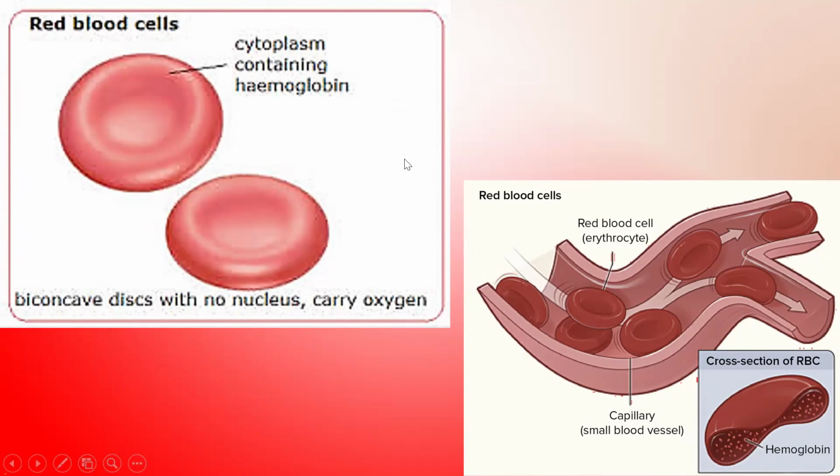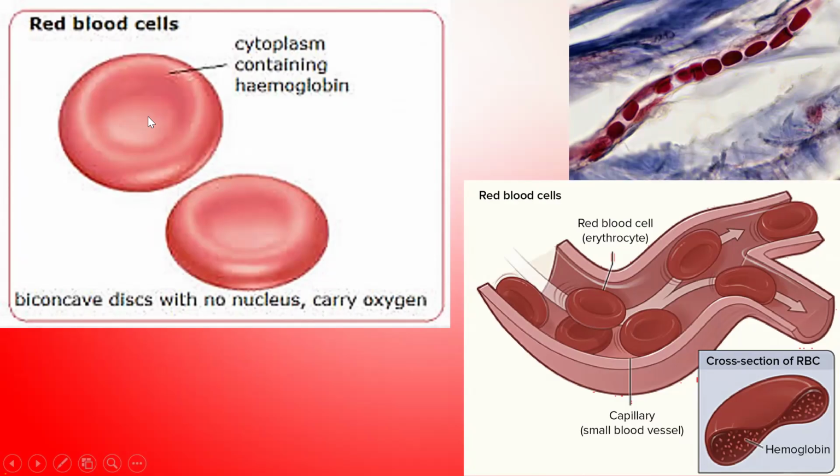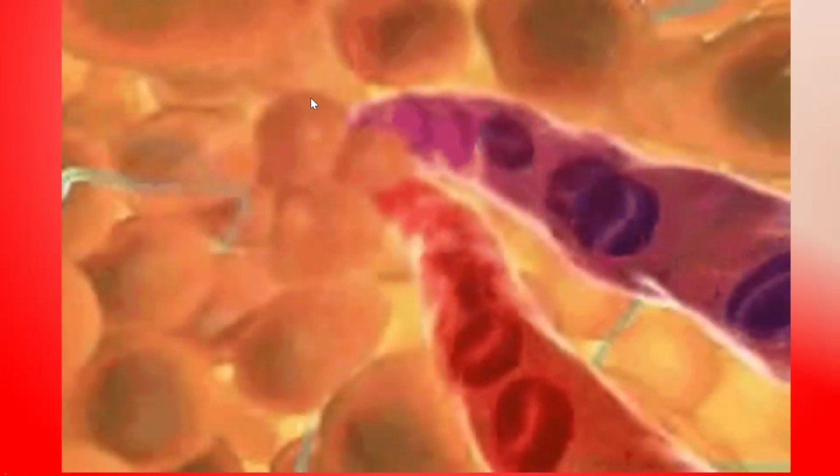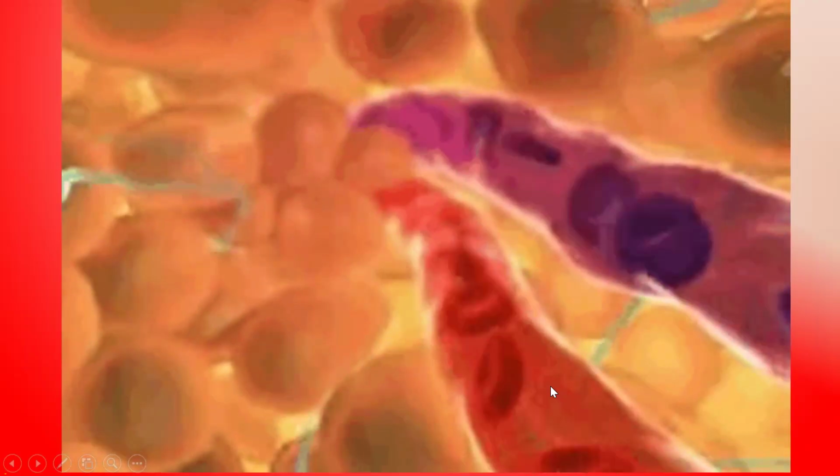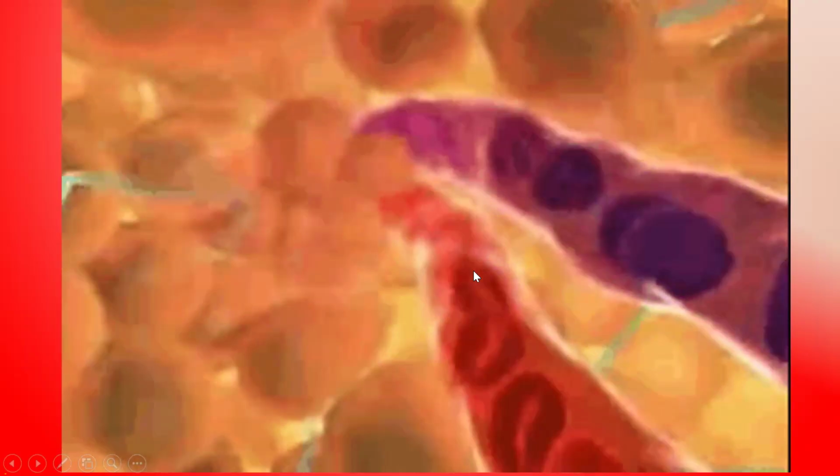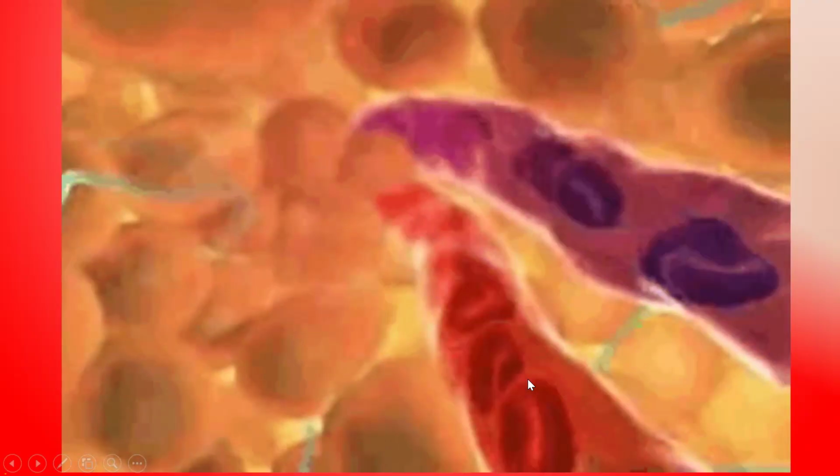Due to the absence of nucleus, the biconcave disc-shaped RBC can be easily squeezed through very thin capillaries. You can observe over here that the capillaries are very thin and the RBCs have to move through them in single line, in single file.